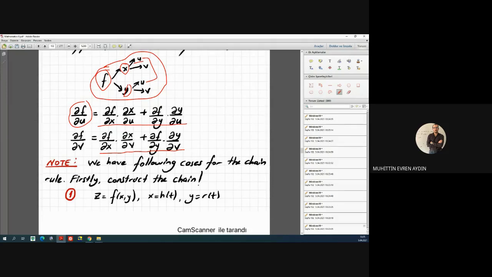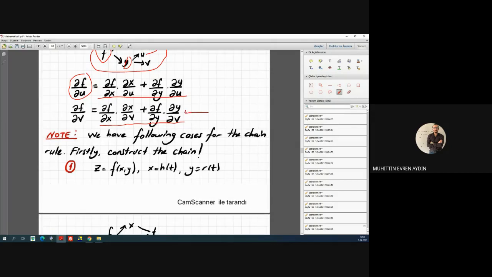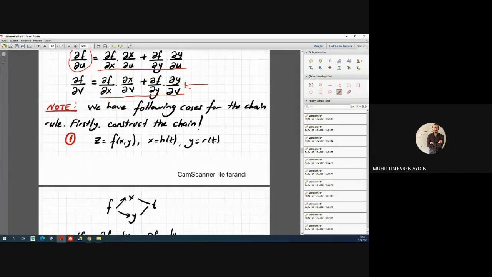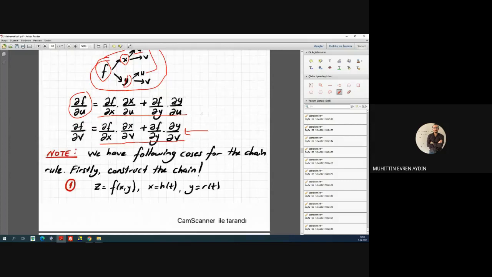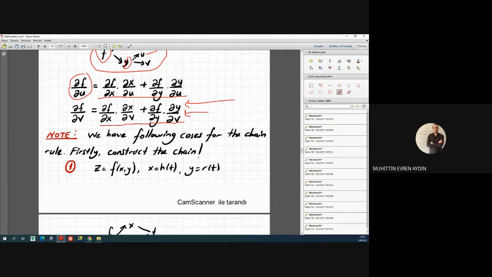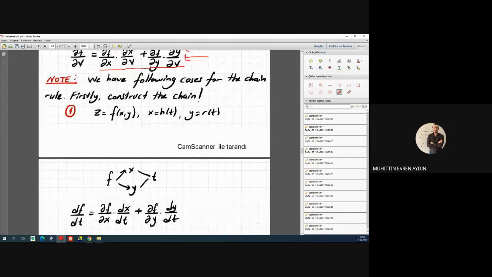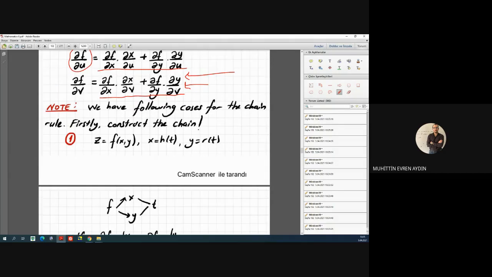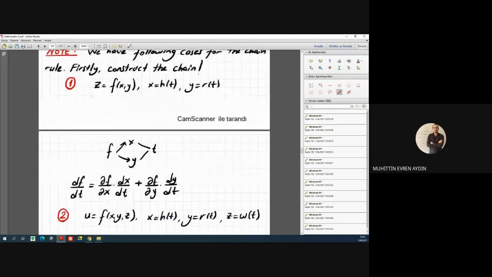Firstly, the derivative of f with respect to x multiplied by x with respect to u, plus f with respect to y multiplied by y with respect to u, and symmetrically the second one. The basic argument is this. But we have some special cases, 4 or 5 of them, and we can extend this basic argument in the following cases.